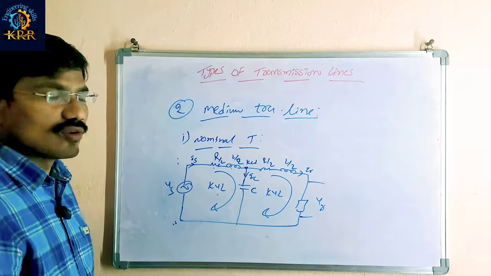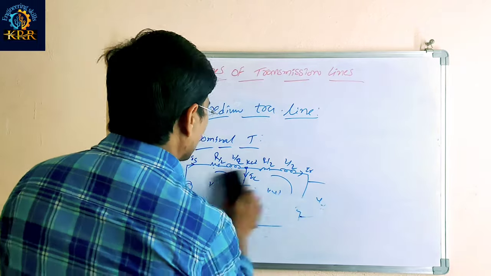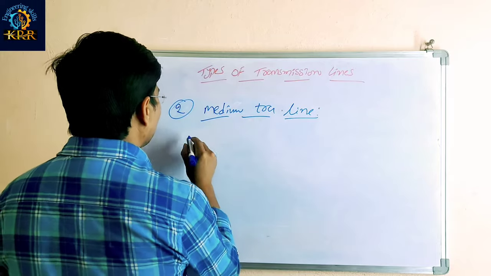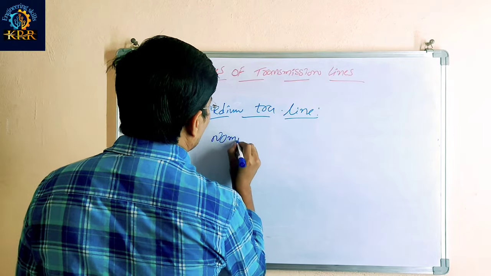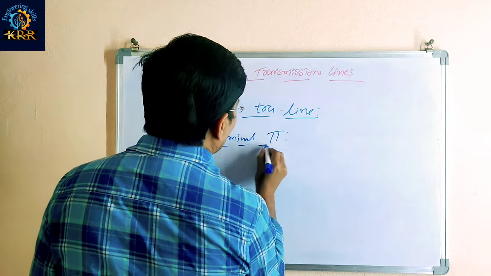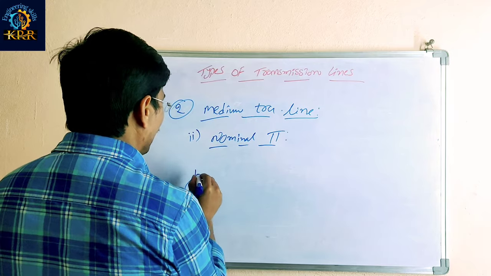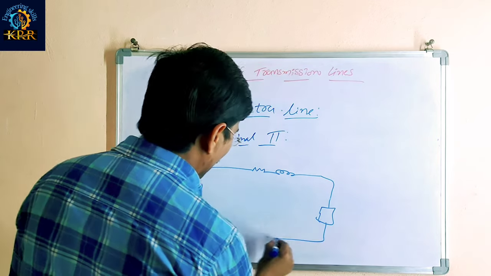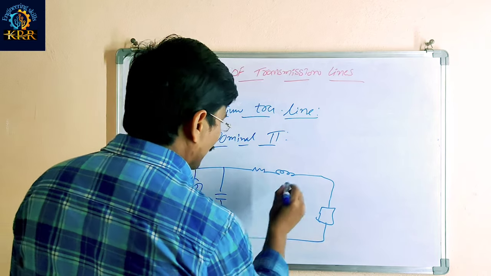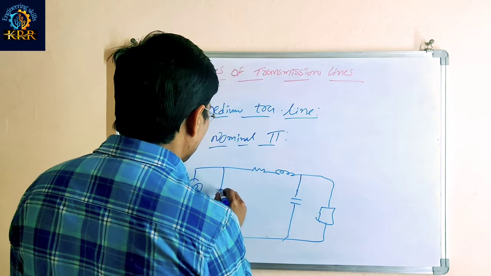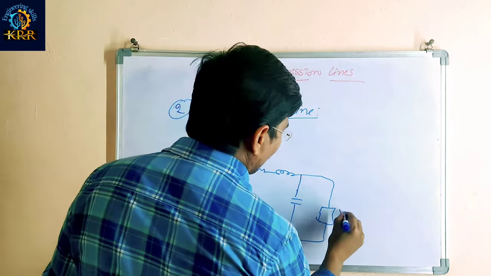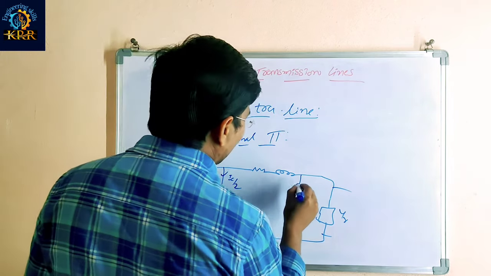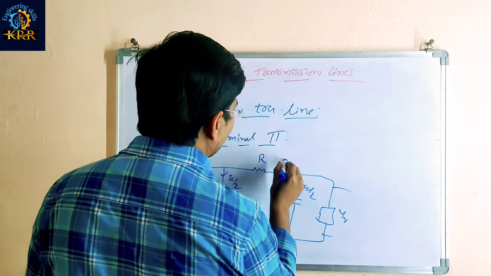Next, if you go for the nominal pi, the second one is the nominal pi. In this nominal pi, this is the capacitance. This is the sending end voltage, receiving end voltage, sending end current, capacitance current, resistance and inductance.